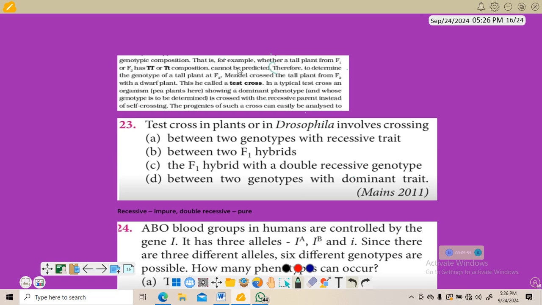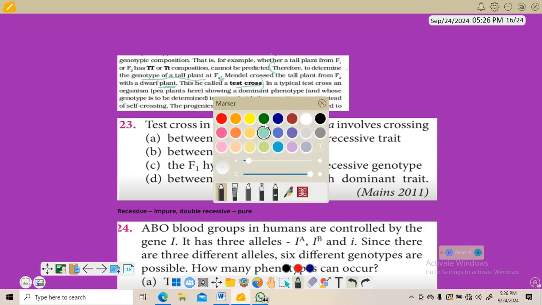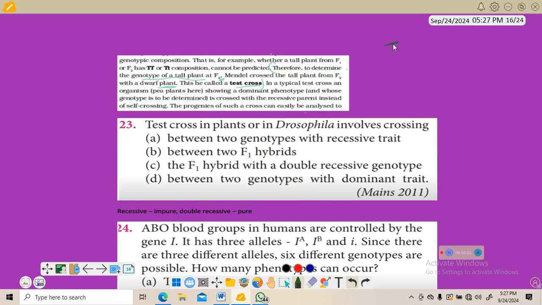Therefore, for example, if the plant has F1 or F2 as its composition, to determine the genotype of a tall plant at F2, Mendel crossed the tall plant from F2 with a dwarf plant. This is called a test cross. So in a typical test cross, an organism showing a dominant phenotype is crossed with the recessive parent instead of self-crossing. Now here what happens? If you see the word test cross, that means it is to determine the genotype of a tall plant at F2. So Mendel crossed the tall plants from F2 with dwarf plants.